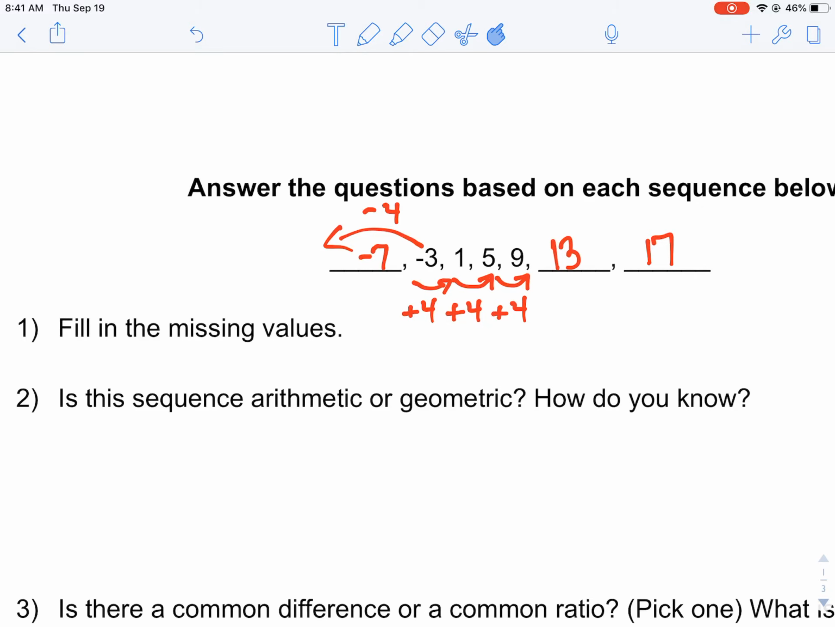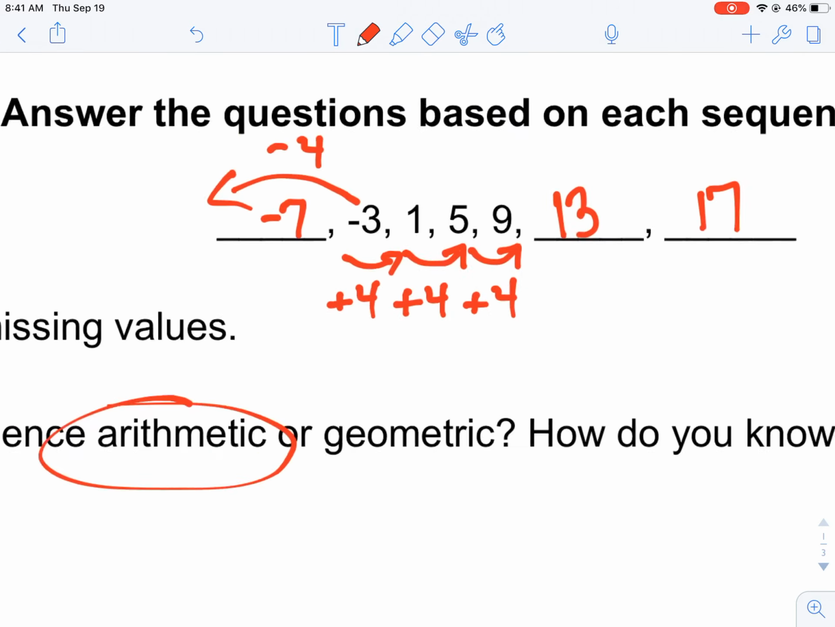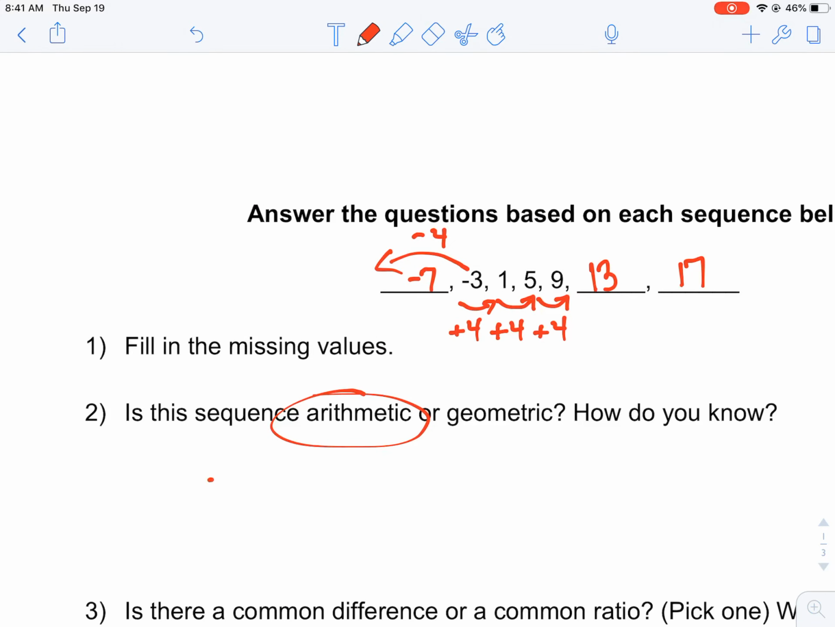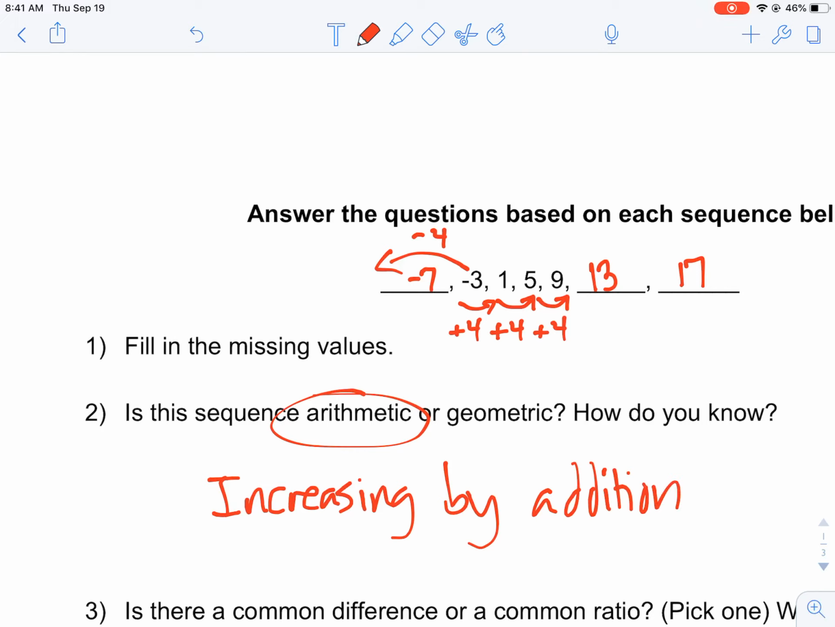Is the sequence arithmetic or geometric? It's going to be arithmetic. Know why? It's increasing by addition. Now, if it was going down by subtraction, it would also be arithmetic. Geometric is when we have a constant factor, where we're multiplying by something to get to the next value, or when we're dividing by something to get to the next value.